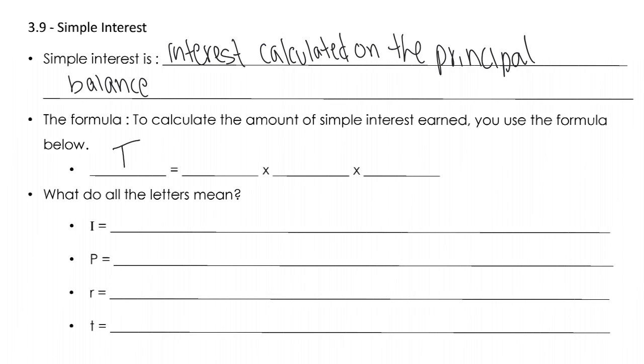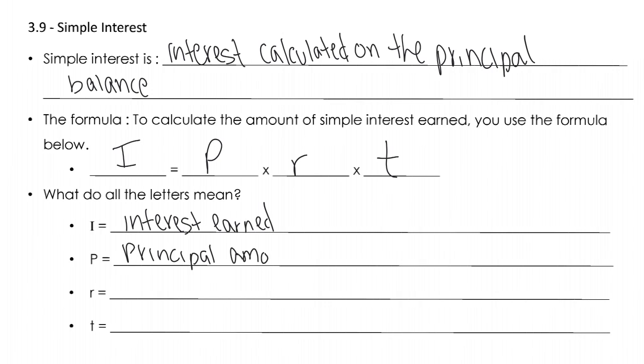So you use the formula I equals capital P times lowercase r times lowercase t. Okay, you might be thinking, what do all those letters mean? I stands for the interest earned. P stands for your principal balance, principal amount. And you may be thinking, but what does that mean? Your principal amount is really your original amount of money.